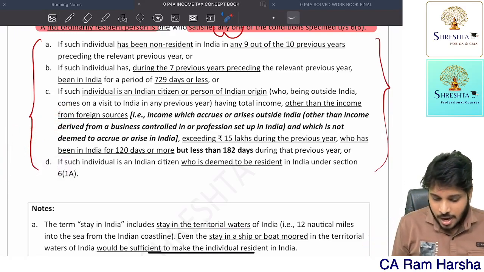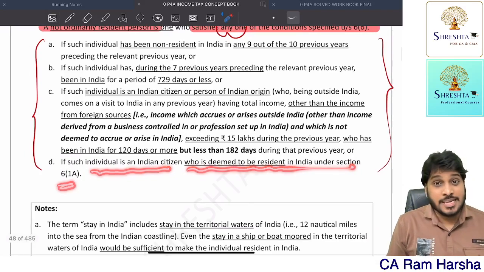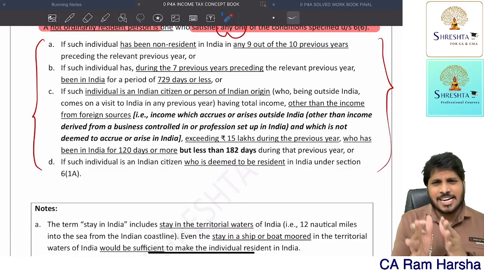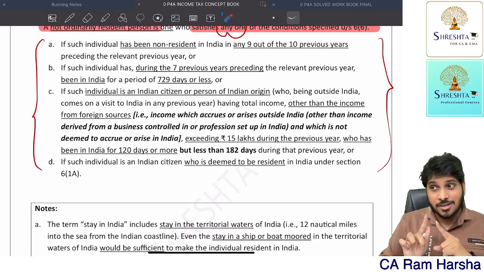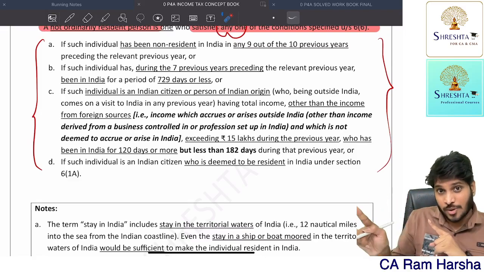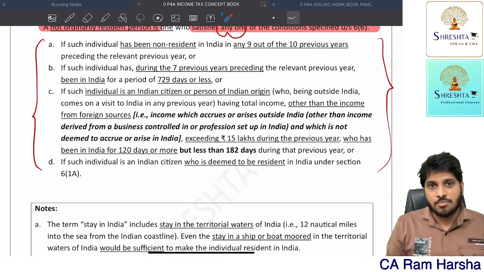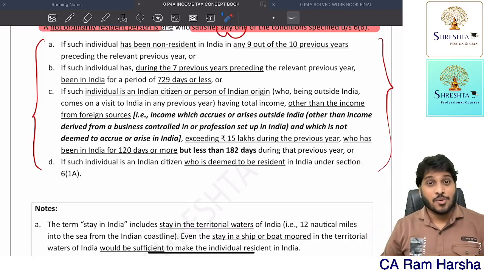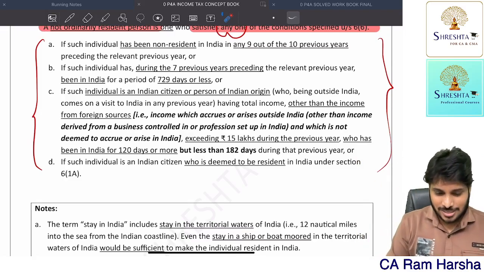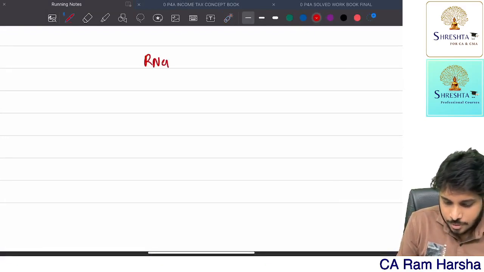RNOR. And if you are an individual deemed to be resident in India under 6(1A), actually you are a non-resident as per 6 clause 1. But if you become a resident under 6 clause 1A, 6 clause 6 will not apply. You will never become ordinarily resident. You are straight away treated as not ordinarily resident.